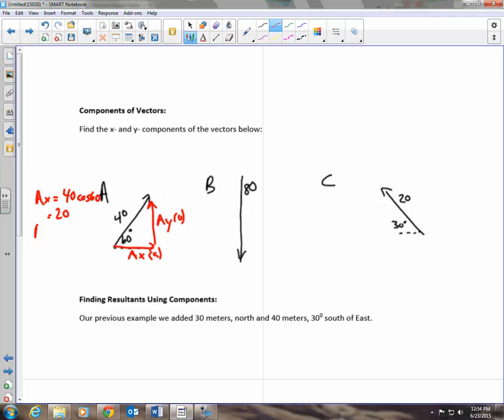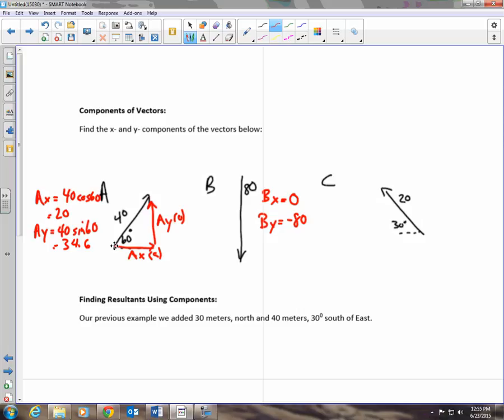And then AY is going to be 40 sine 60. That's going to give me a value of 34.6. Okay. Now, if it's going straight down or straight left and right, they're easy because none of B here is in the x direction. It's all in the y direction. I'm going to make it negative 80 because it's going down. So you always got to go back and check and make sure you have the signs right.